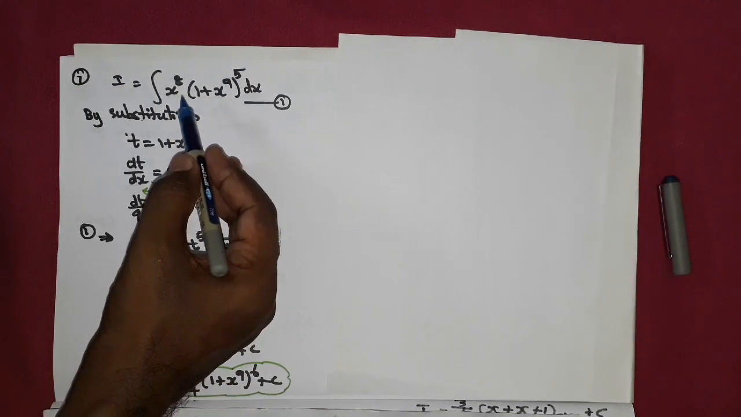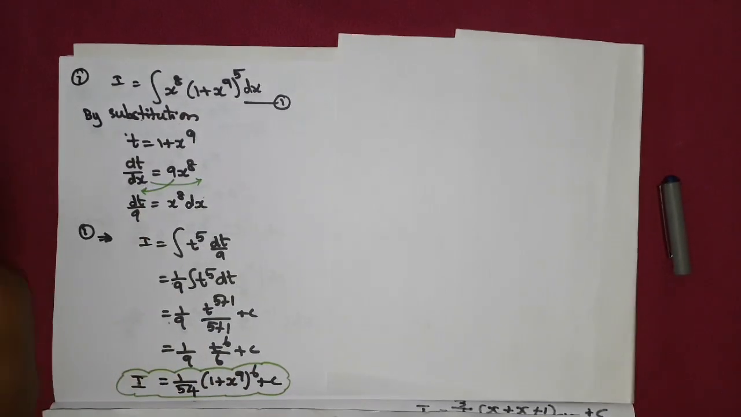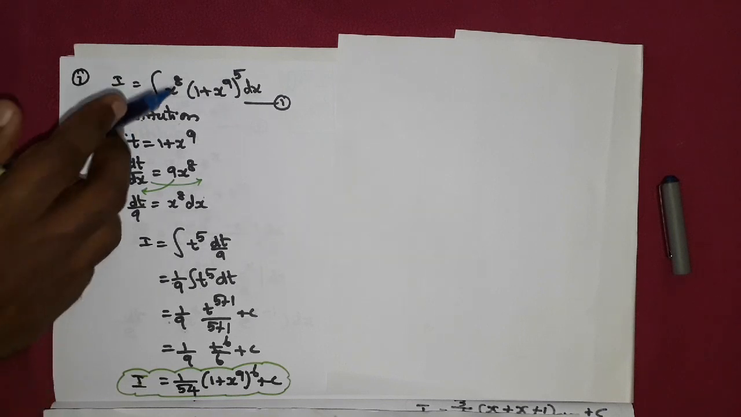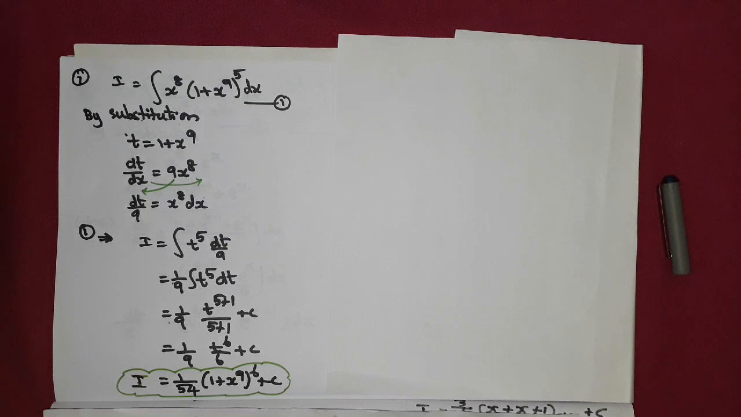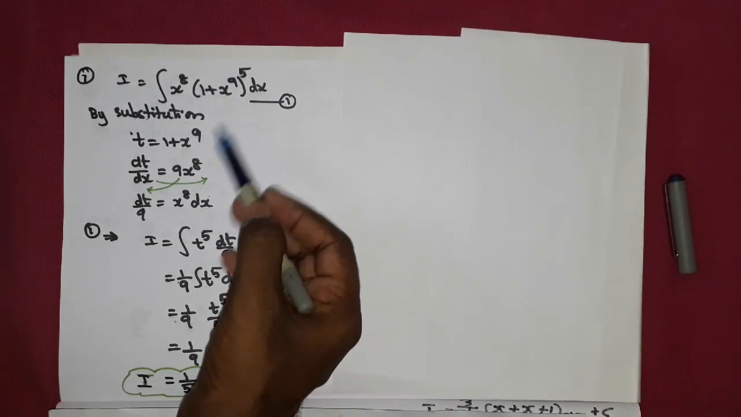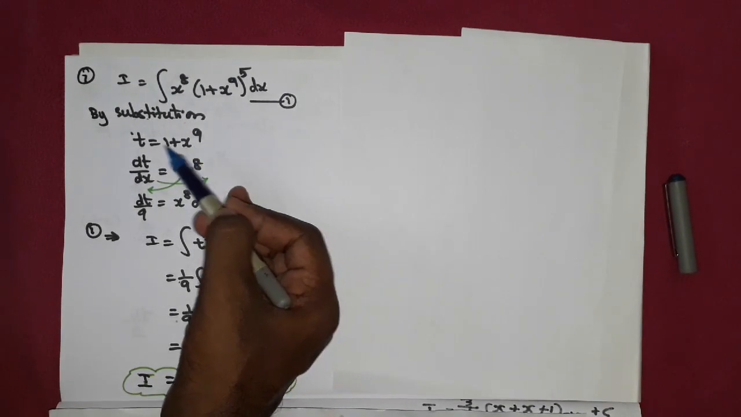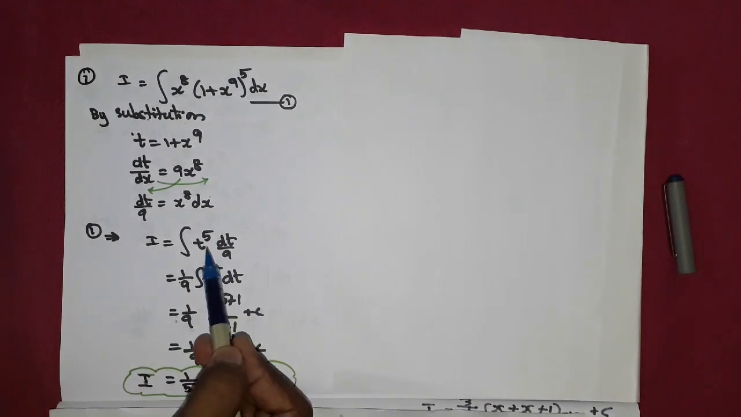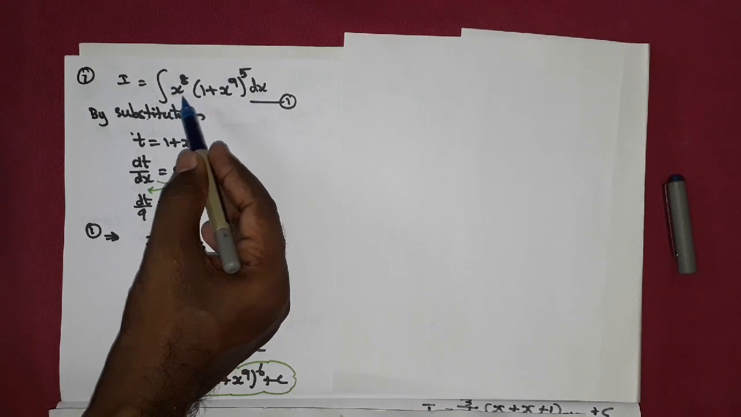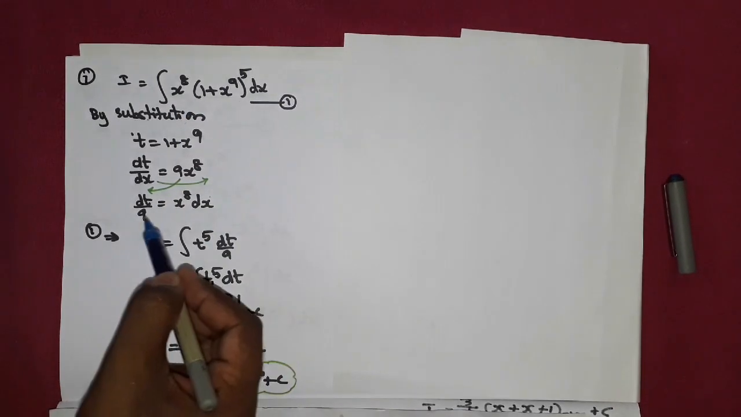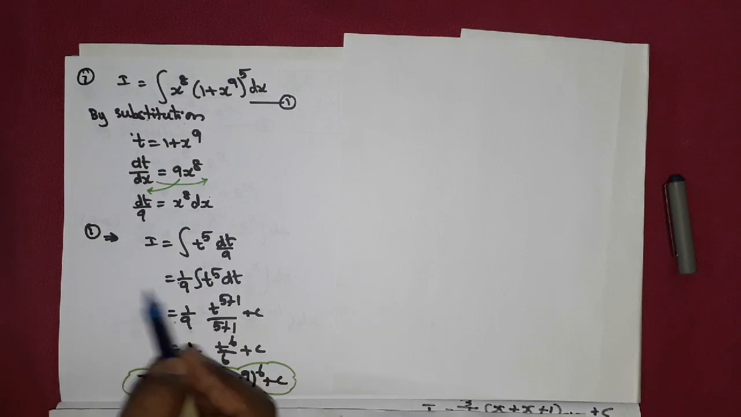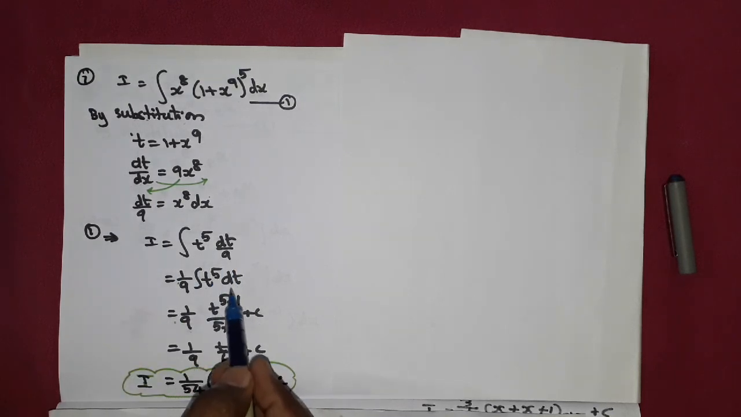Do you have x power 8 into dx in the integral? Yes. So now a function and its derivative both lie in the same integral. So we can apply the substitution method. Right. Now in this 1 plus x power 9's place, I am going to put t. So this will become t power 5. Right. Now instead of x power 8 into dx, I can apply dt by 9. So dt by 9. The 1 by 9 you take it out. So you'll be having t power 5 into dt.